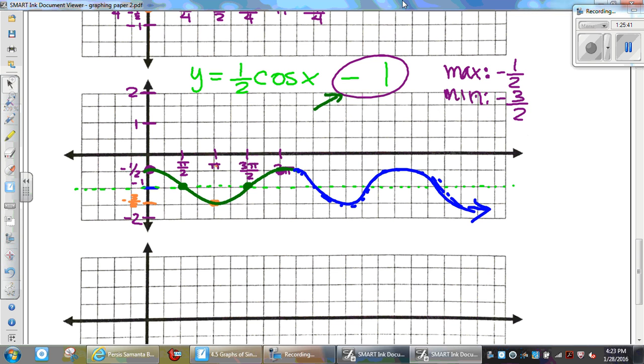All right. Now, let's just do a recap. We had a vertical compression. We also had a vertical shifting. All right, so let's go to the board problems now.